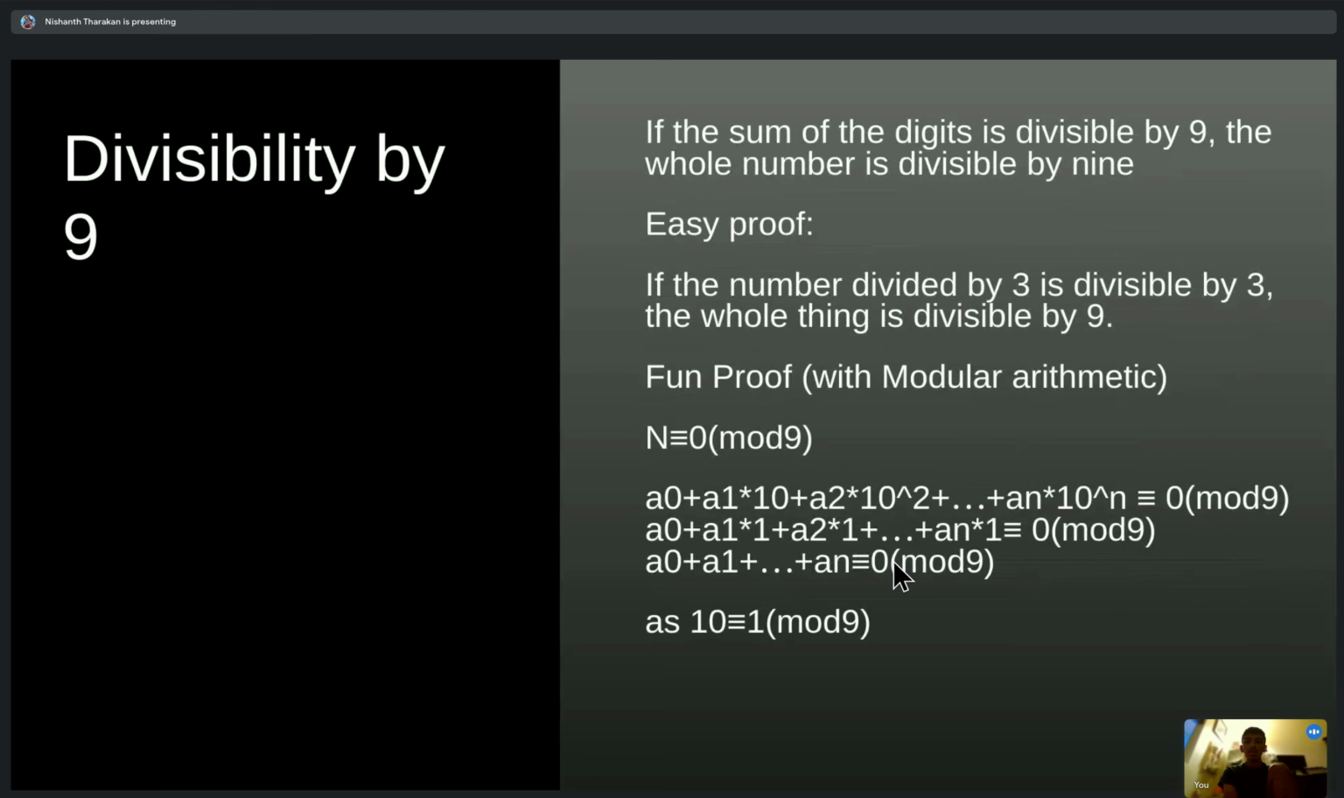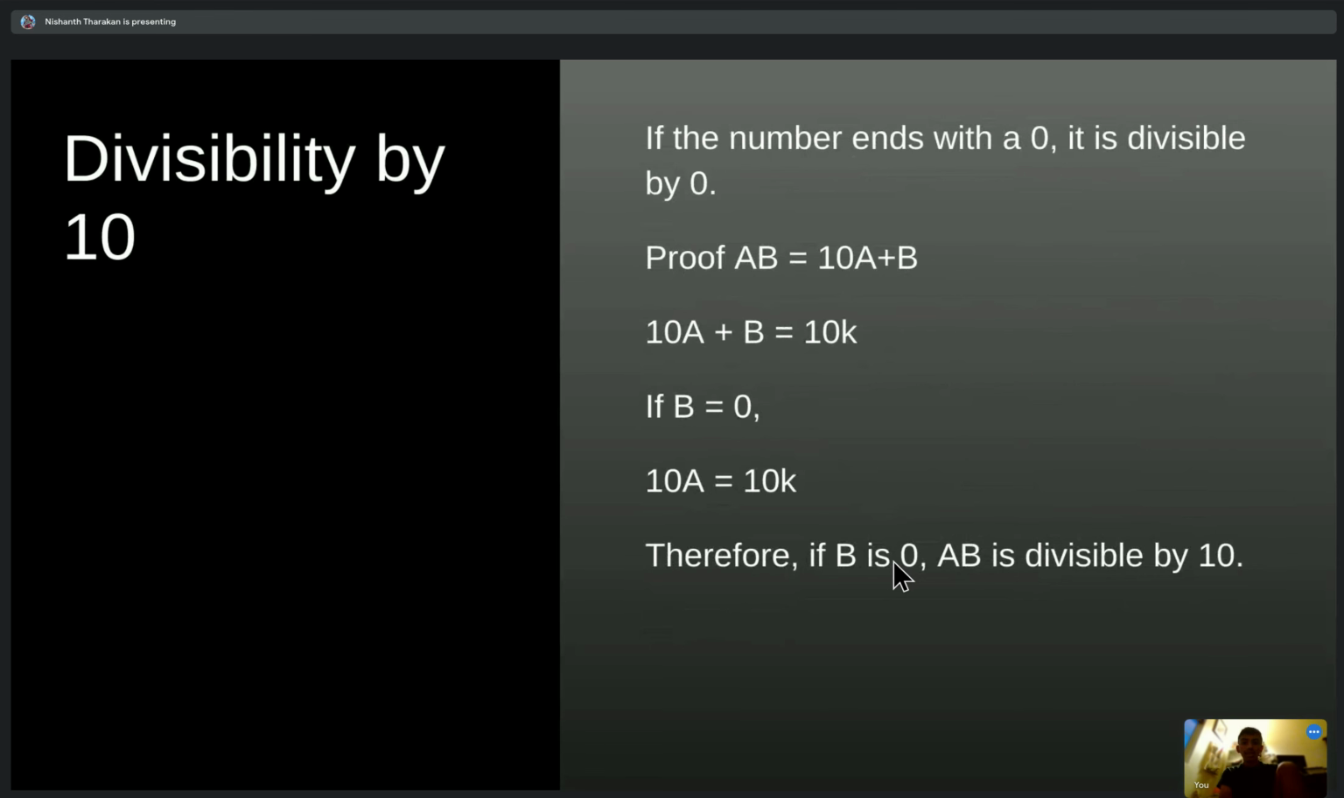And finally, we have divisibility by 10. If the number ends with a 0, it's divisible by 10. A rather simple proof. We start off with AB equals 10A plus B. We just show that 10A plus B equals 10K. If B equals 0, then we don't include it, and we just have 10A equals 10K, which proves that it's divisible by 10. Therefore, if B is 0, then AB is divisible by 10.